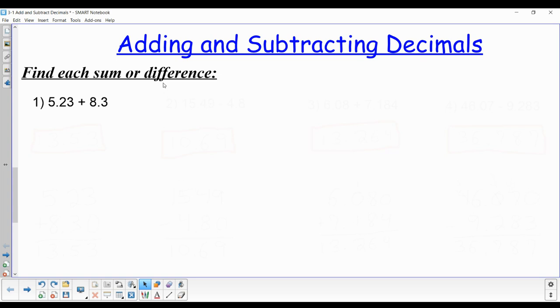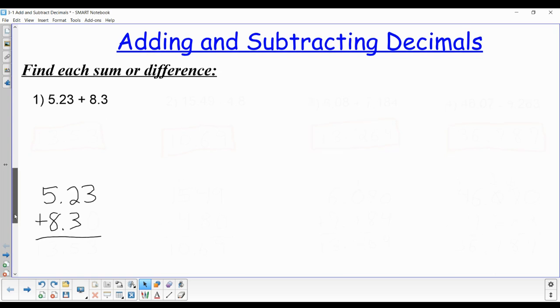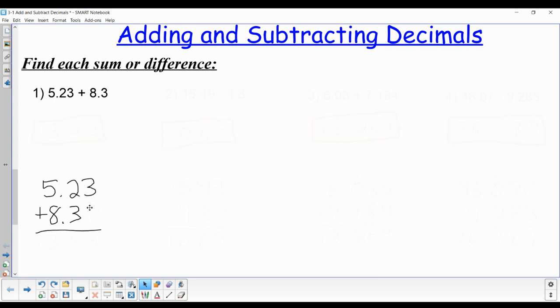So for problem number one, I'm going to leave some space and I'm going to write 5 and 23 hundredths plus 8 and 3 tenths. And when adding and subtracting, I make sure that I line up the decimal points. So 5 and 23 hundredths. And I make sure my decimal for 8 and 3 tenths lines up. Now, these numbers do not go to the same place value. And when they do not go to the same place value, you put a zero placeholder to make sure they go to the same place value.